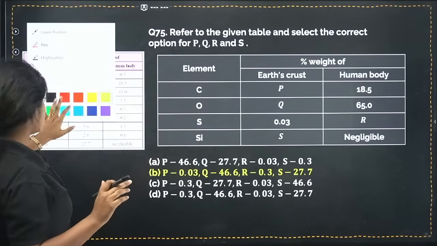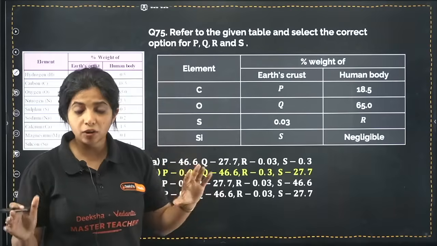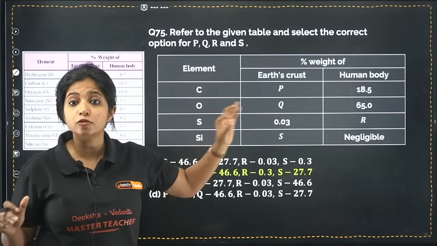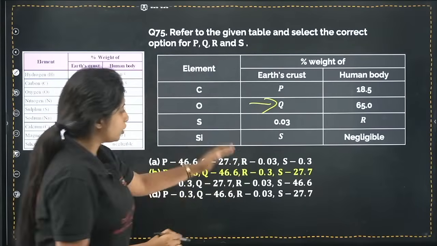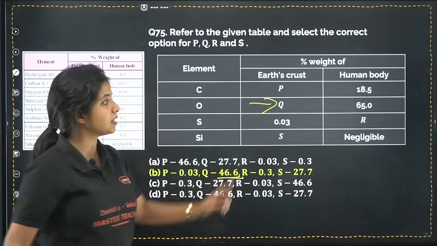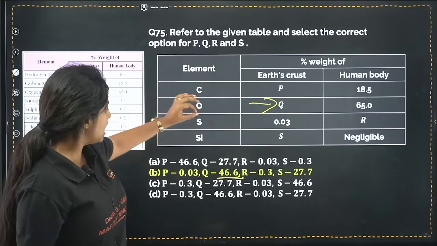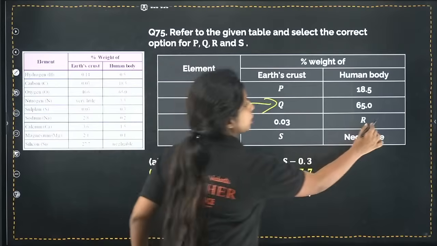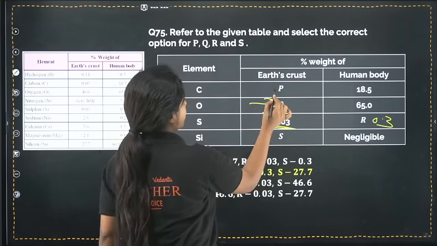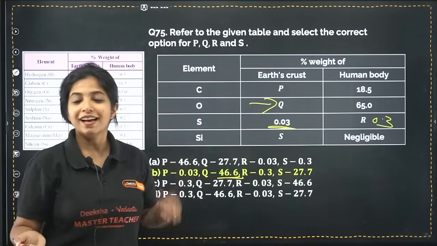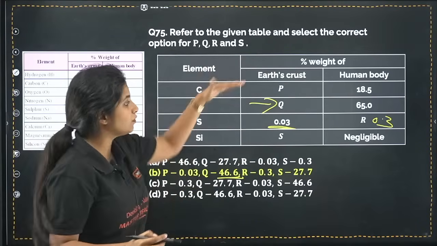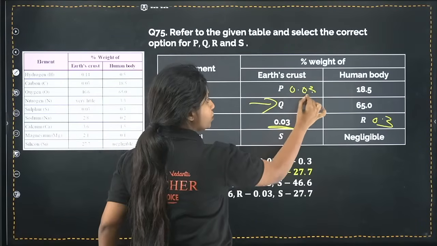So always remember, I cannot explain all of it as of now, but oxygen is found in the most amount in our Earth's crust. So if at all you find oxygen in the most amount, that is 46.6, that would be your answer. What about sulfur? Over here it is going to be 0.3. Sulfur as well as carbon, not carbon dioxide, carbon.